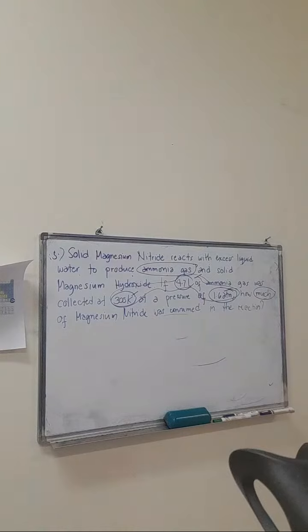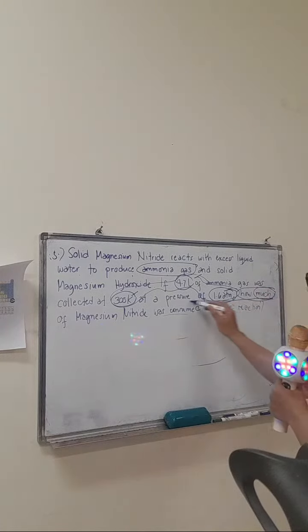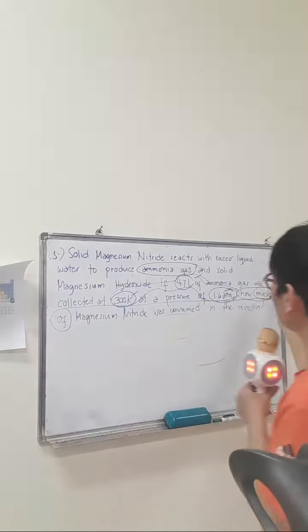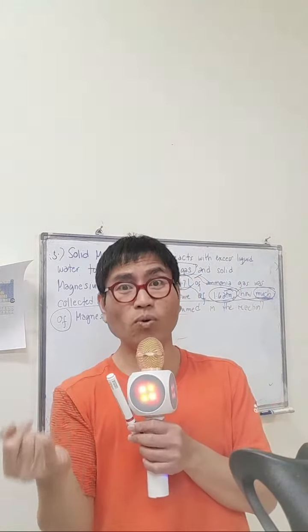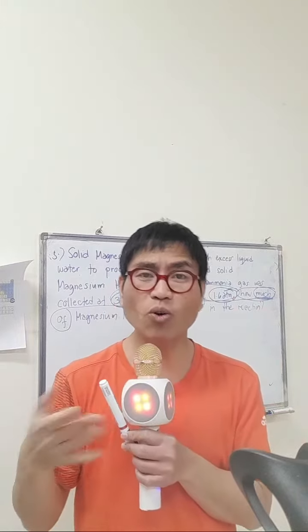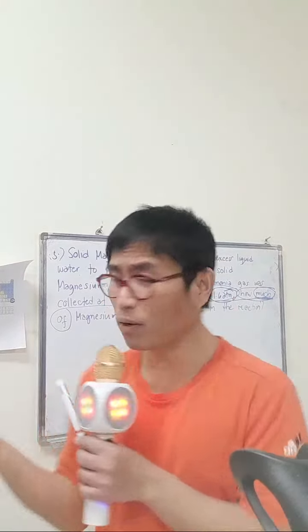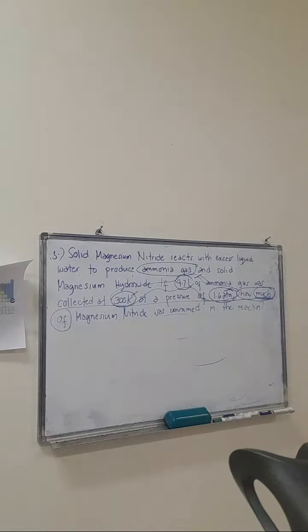Solid magnesium nitride reacts with excess liquid water to produce ammonia gas and solid magnesium hydroxide. If 4.7 liters of ammonia gas was collected at 3 Kelvin and a pressure of 1, how much magnesium nitride was consumed in the reaction? Meaning how much? It's not clear. It's general. It's not specified whether it is a volume, a mass, or whatever. So how can you interpret this?